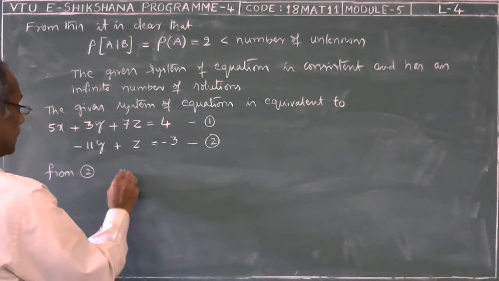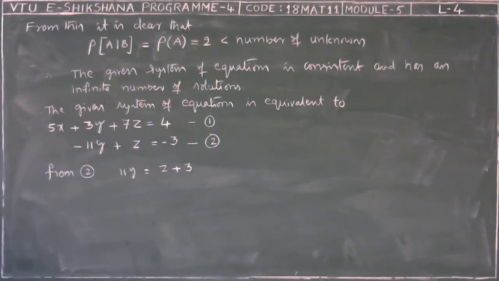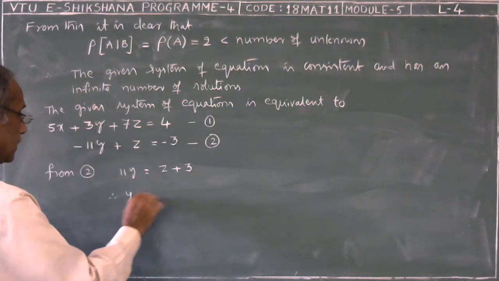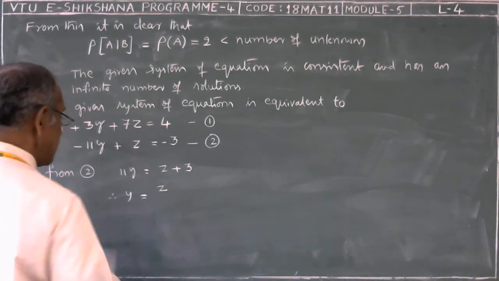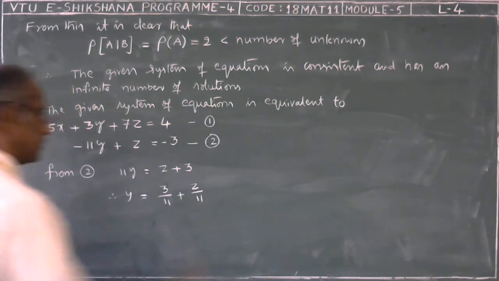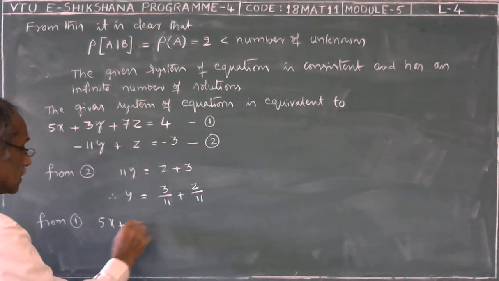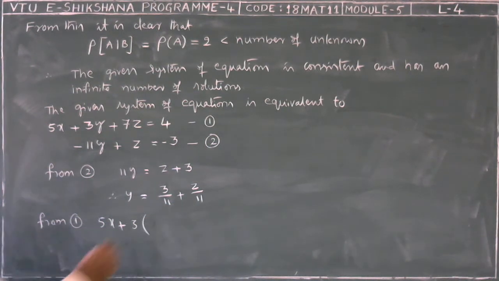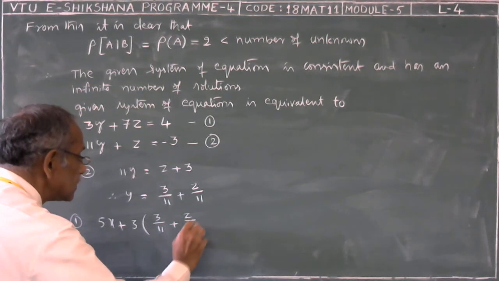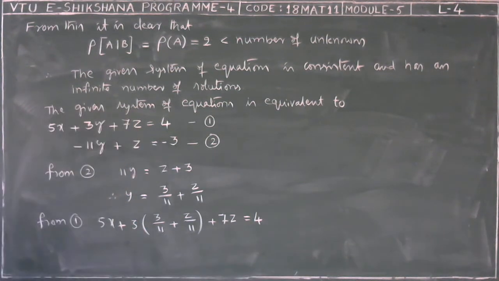So from 2, 11y is equal to z plus 3. So therefore, y is equal to 3 by 11 plus z by 11. So from 1, let us use this in equation 1. From 1, 5x plus 3 times y, substitute this y here, that is 3 by 11 plus z by 11, plus 7z is equal to 4.